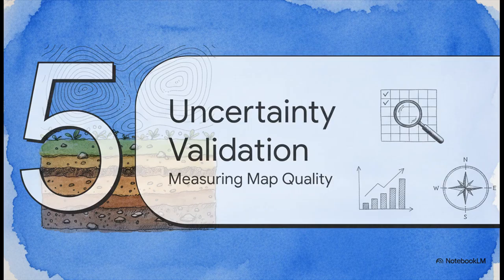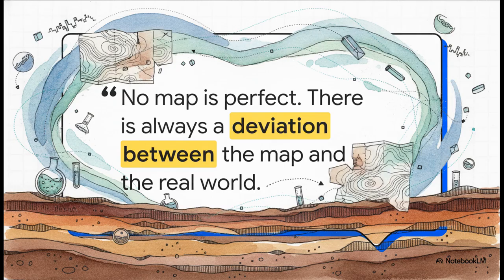Finally, Section 5, Uncertainty and Validation. Here's a hard truth for you. No map is perfect. In soil mapping, uncertainty is really just an acknowledgement of error. Because soil variation is so unbelievably complex, and even our most precise physical lab tools have margins of error, we just have to accept that our digital representations will always differ slightly from the real world. Honestly, explicitly expressing that uncertainty is a non-negotiable part of the scientific process.